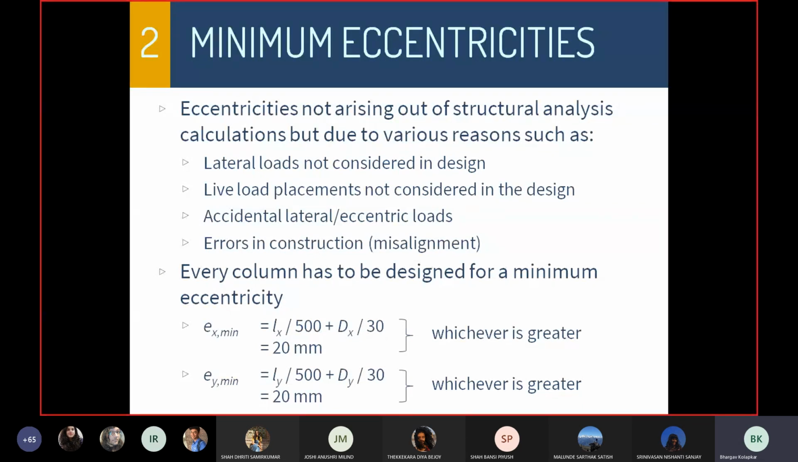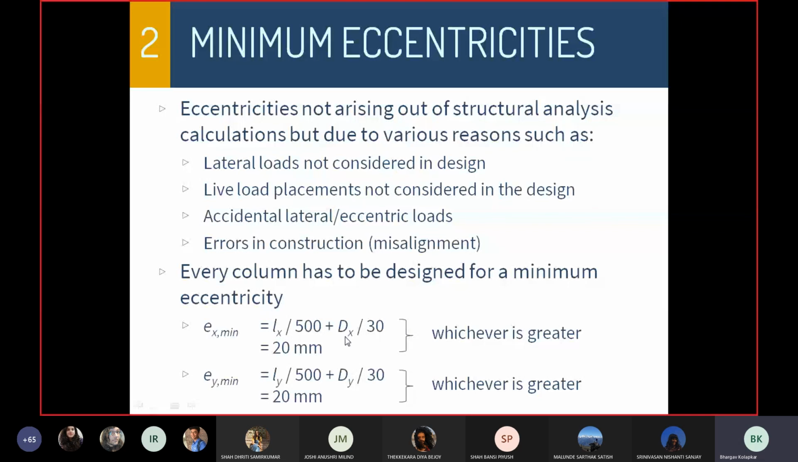So when the code says that it has to be designed for certain minimum eccentricities, what it means is that it has to be designed for a minimum moment about the x-axis and a minimum moment about the y-axis. Simple. So what it says is the minimum eccentricity is L by 500 plus D by 30, or 20 mm, whichever is greater. This L is the unsupported length for bending about the x-axis, and dx is our major dimension.